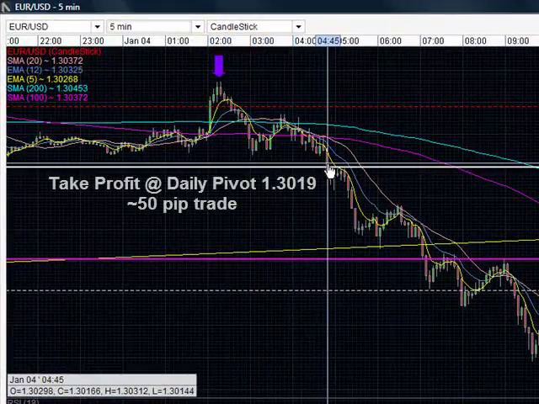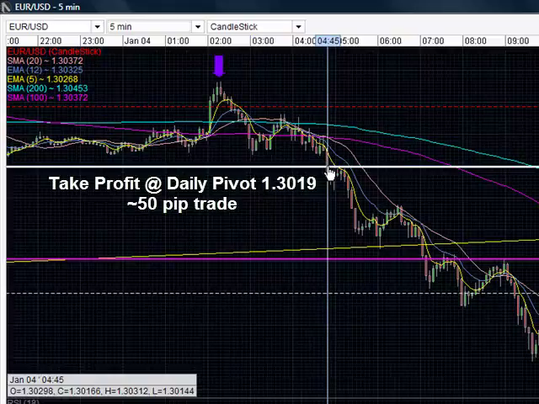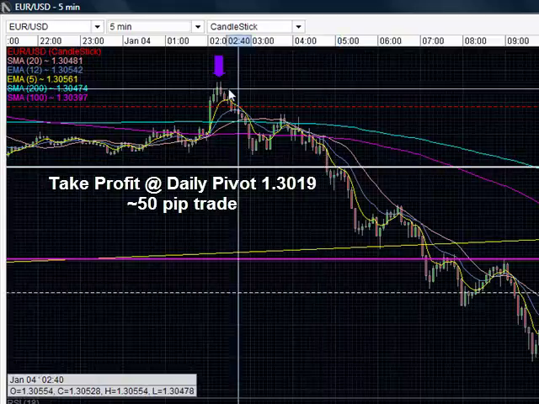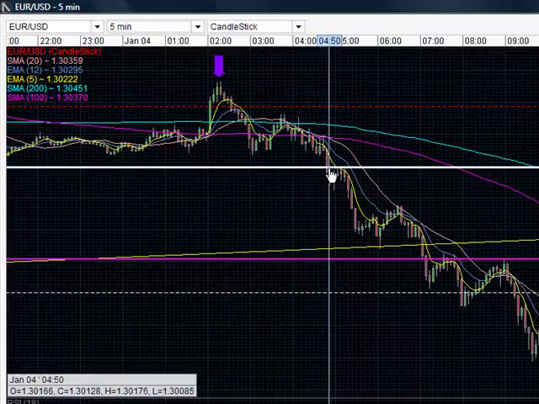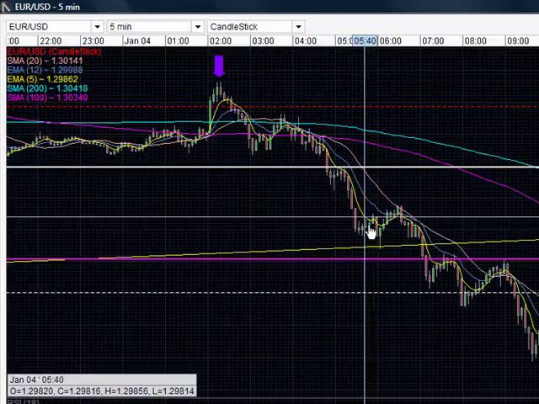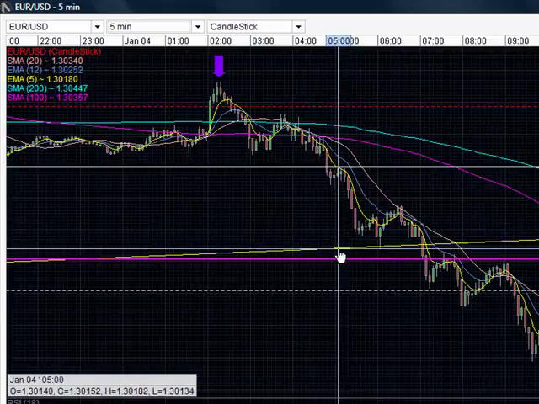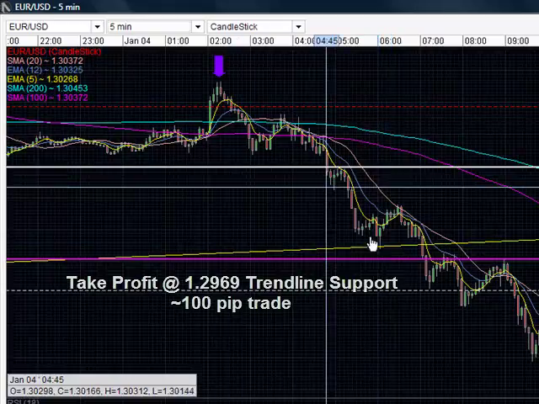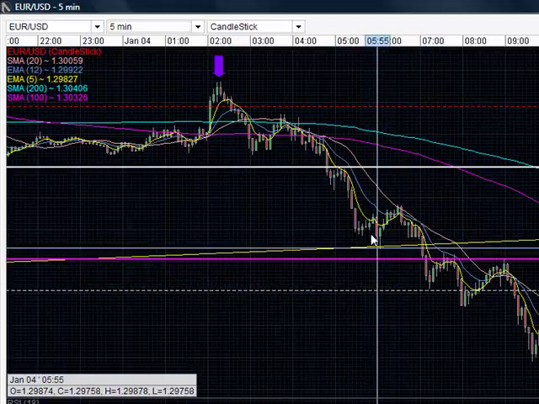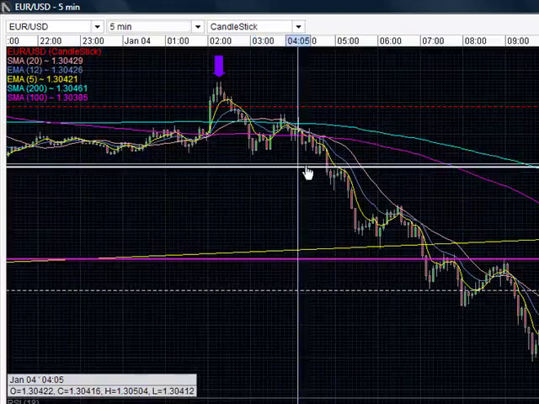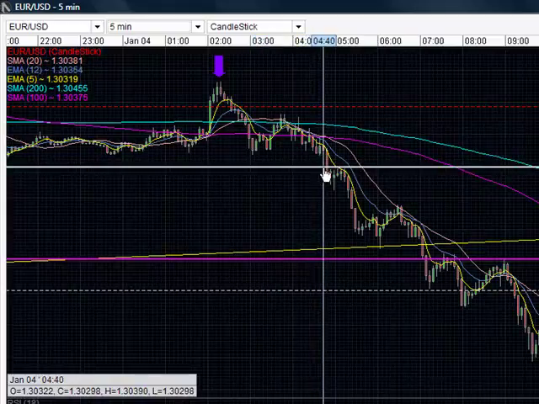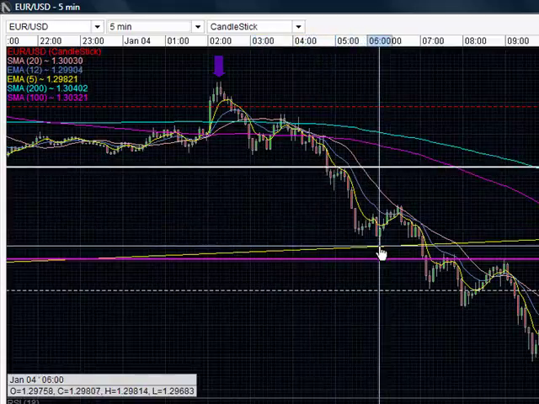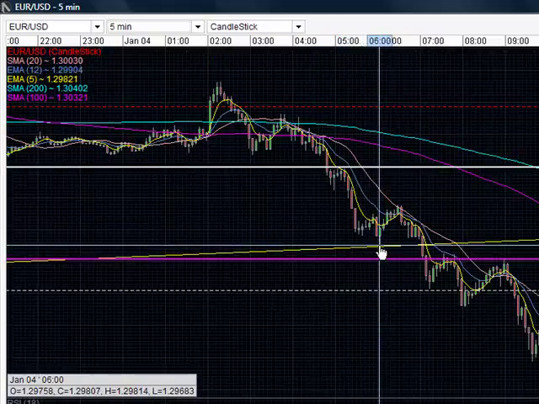If you would have entered at this 3072 zone, you could have held on to the trade and closed out, or taken your profit, at our daily pivot at 3019 for about a 50 pip trade. Or you could have been a little risky, held on to your trade, and closed it out at this ascending trend line support at 2969 for a 100 pip trade. So that would have been two trades you could have entered. You could have closed out here at our daily pivot for a 50 pip trade, or you could have closed the trade out here at the ascending trend line support for about a 100 pip trade.